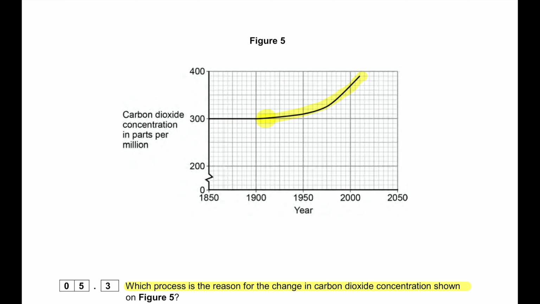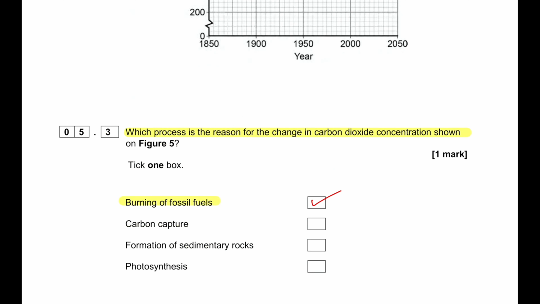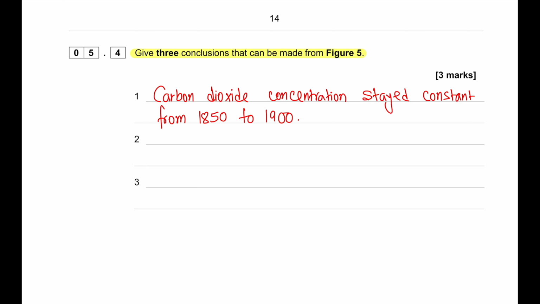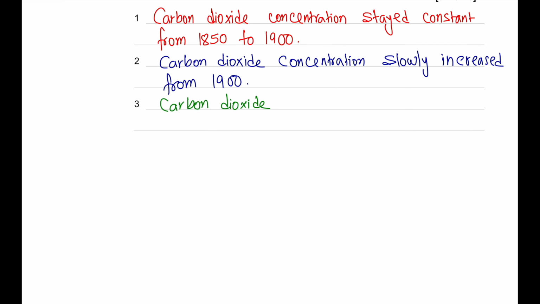You can see after that, from 1900 to 1950s, it's gradually increasing. And from 1950s to 2000, it increased rather exponentially, and it kept increasing exponentially till today. So the answer can be point number 1, carbon dioxide concentration stayed constant from 1850 to 1900s. Carbon dioxide concentration slowly increased from 1900. Carbon dioxide concentration increased more rapidly from 1965 onwards.